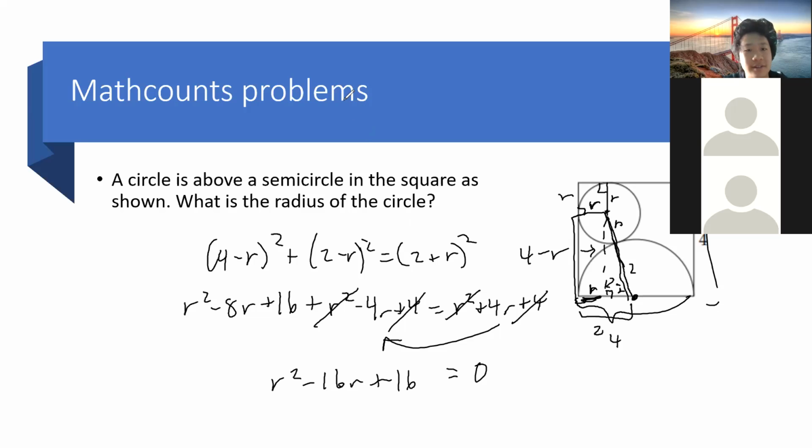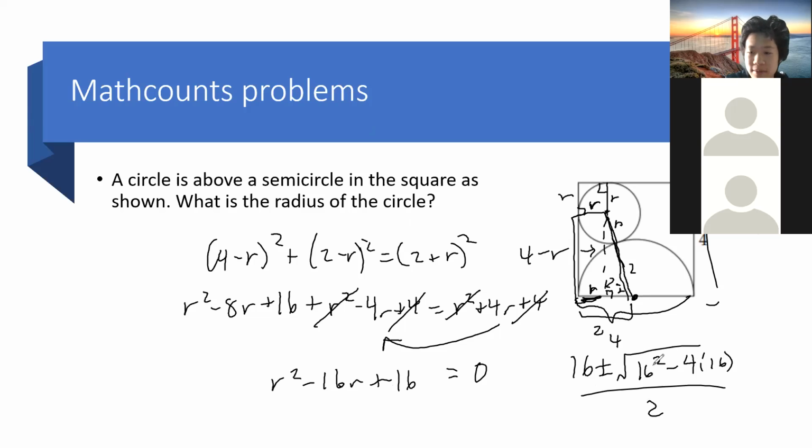We can't factor this, so let's use the quadratic formula. It's going to be negative b plus or minus the square root of b squared, which is 16 squared, minus 4ac, 4 times 1 times 16, all over 2a, which is 2. 16 squared minus 4 times 16, well, we can simplify this a little bit. It's going to be 16 times (16 minus 4), because we took one of the 16s out. It's going to be 16 times 12.